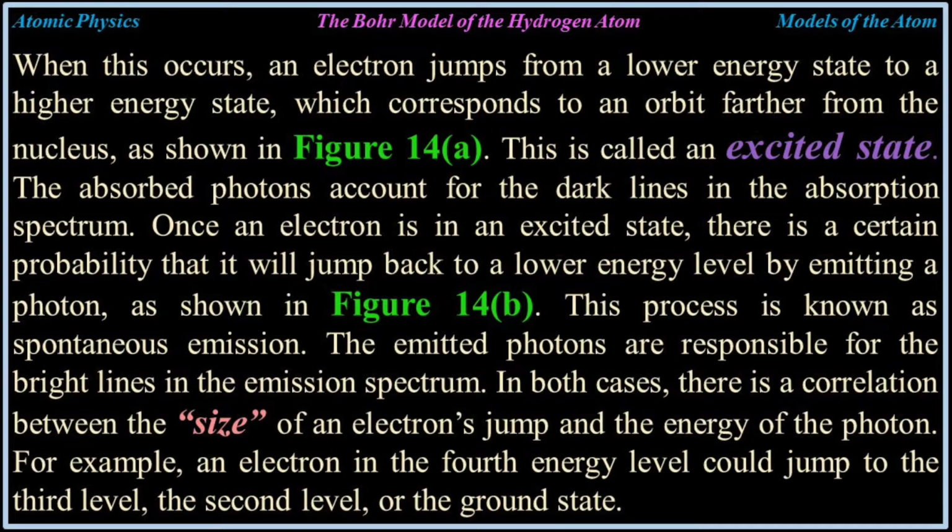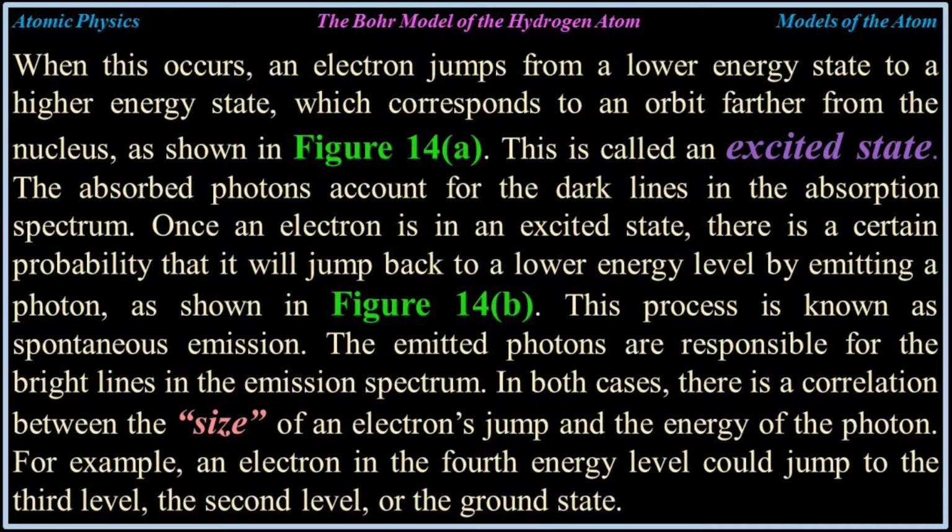When this occurs, an electron jumps from a lower energy state to a higher energy state, which corresponds to an orbit farther from the nucleus, as shown in figure 14a. This is called an excited state. The absorbed photon accounts for the dark lines in the absorption spectrum.